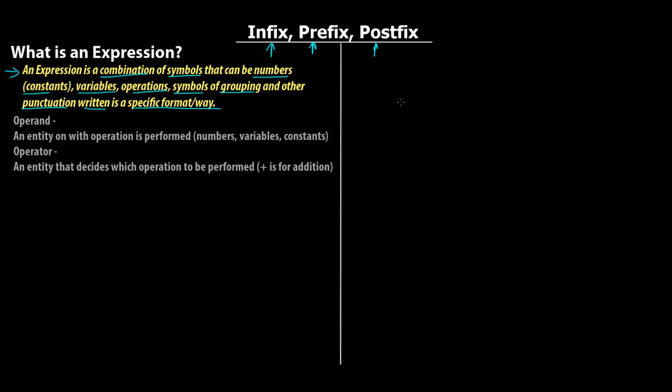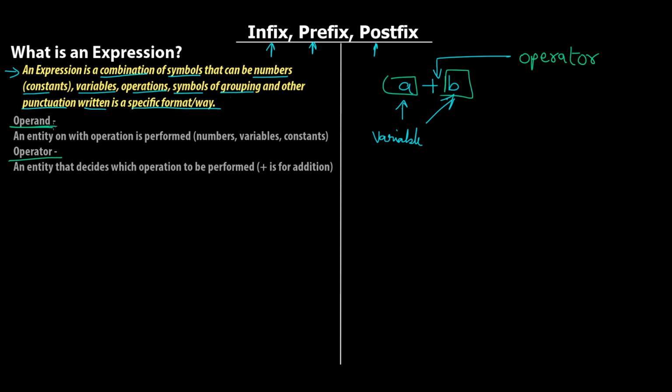But typically an expression looks something like this. Let's say this is a plus b. So this is a mathematical expression. This is an arithmetic expression where a is a variable, right? B is also a variable, but this plus sign is an operator. Okay. So we have operand and operator. So these variables, that is a and b, are basically operands. So operand is an entity on which some operation is performed. Typically, an operand is a number, a variable or a constant, or it can also be an expression itself.